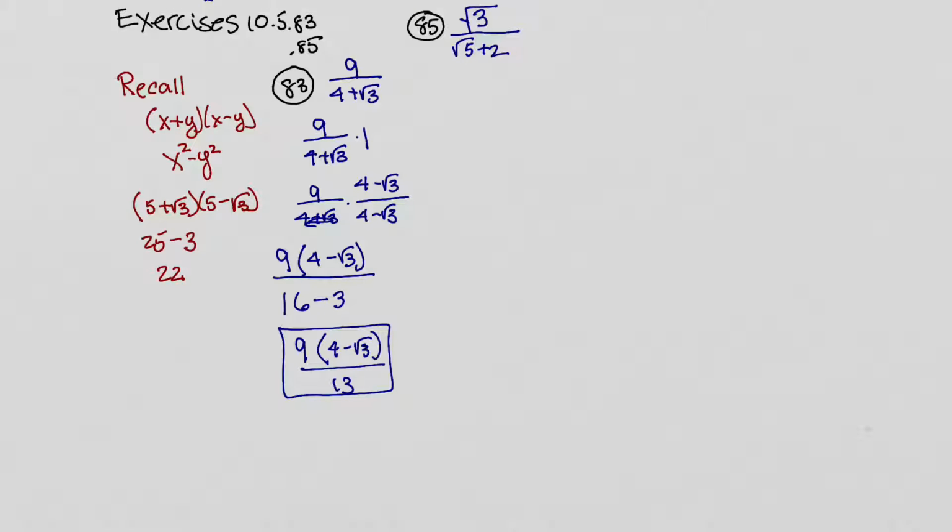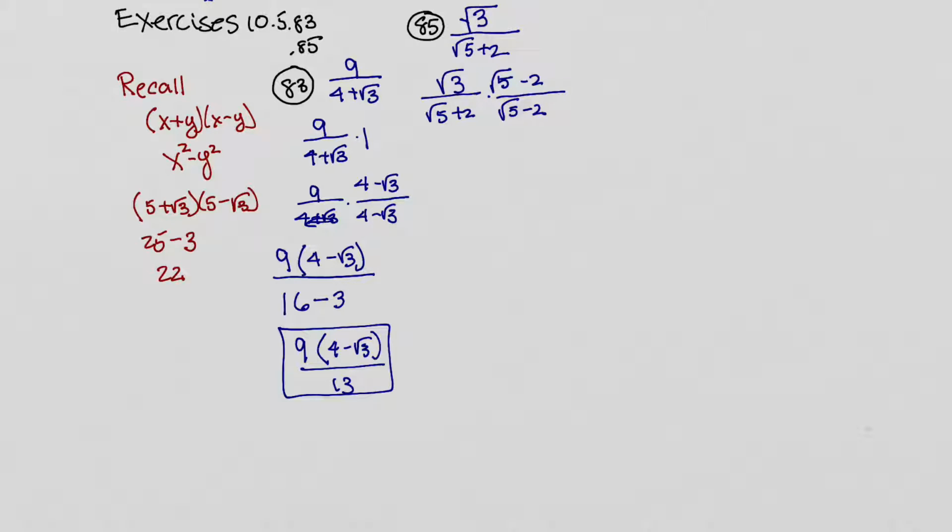Let's rationalize this denominator here in number 85, right? It's irrational because we got that square root of 5. So we're going to multiply, I got two terms here. So I'm going to multiply top and bottom by the conjugate of this denominator here. That's going to look like this. We're going to have the square root of 3 over square root of 5 plus 2 times the conjugate of that denominator, square root of 5 minus 2 over square root of 5 minus 2.